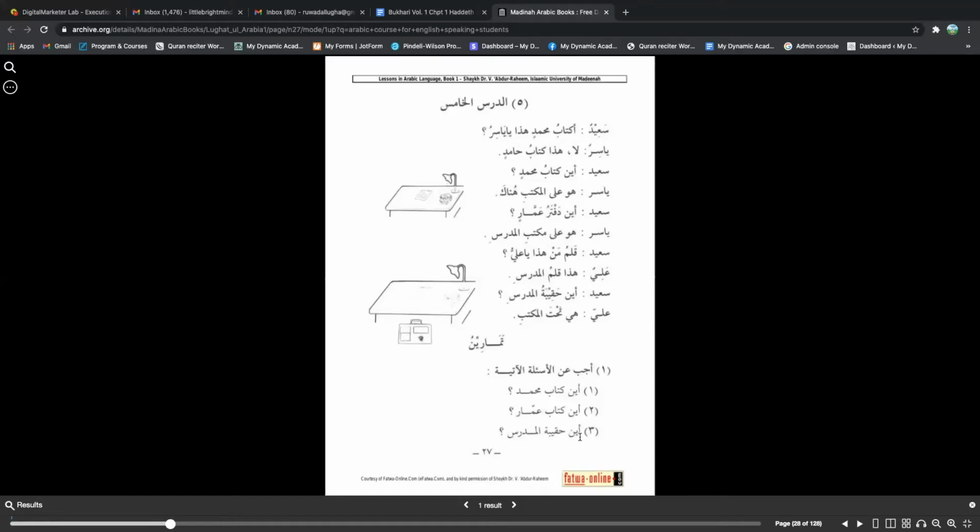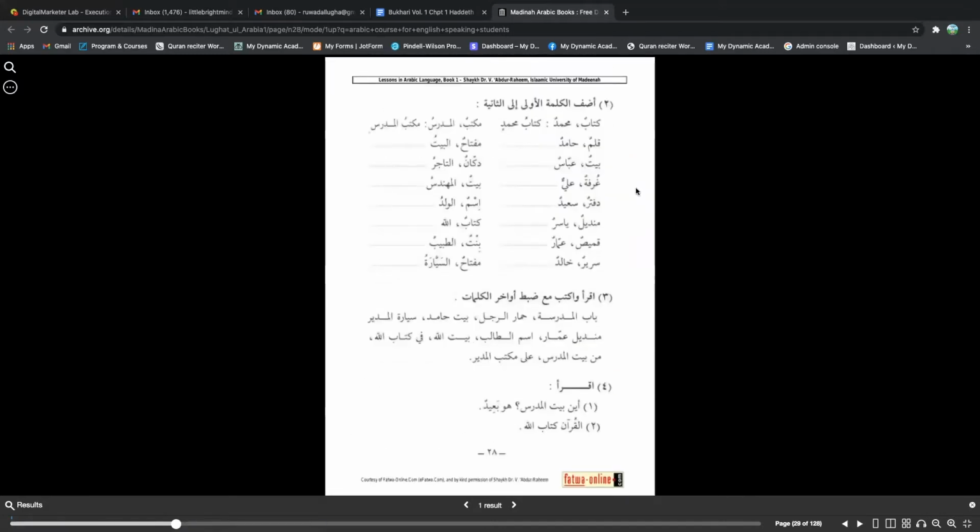And last question. Aina haqibatu al-mudarrisi? So where is the teacher's bag? We go back to the conversation. Saeed asked, Aina haqibatu al-mudarrisi? And Ali answered, Hiya. Why is it hiya? Because haqiba has a ta' marbuta. It's a feminine word. Hiya tahta al-maktabi. Tahta, so under. It is under the desk. Okay, move right along.